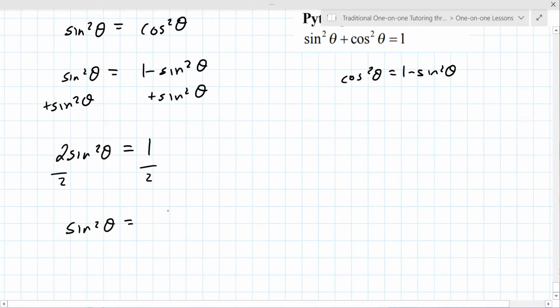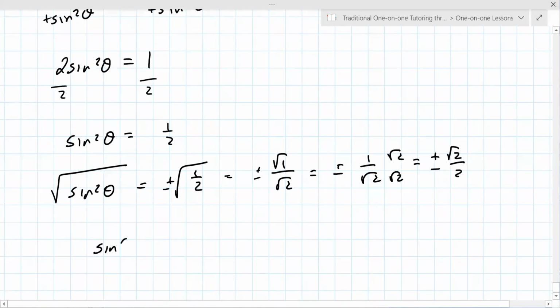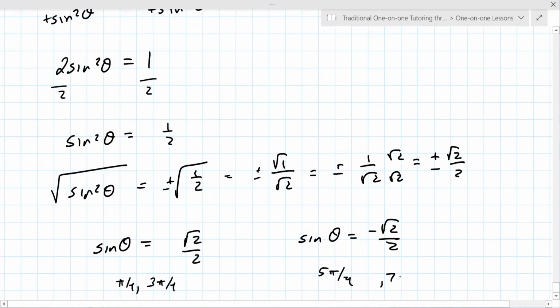Sine squared theta equals 1/2. Take the square root of both sides. On the right it's plus or minus the square root of 1 over the square root of 2, plus or minus 1 over root 2. Multiply top and bottom by root 2 and it ends up being root 2 over 2, which is nice because now you can find it on the unit circle. If you didn't, you would really struggle. Root 2 over 2 is at pi over 4, and again at 3 pi over 4, and then 5 pi over 4 and 7 pi over 4.